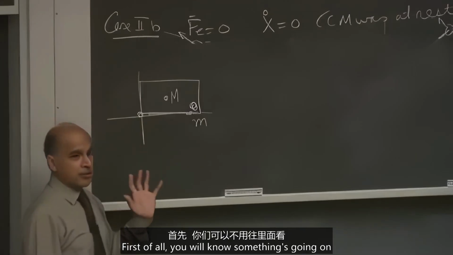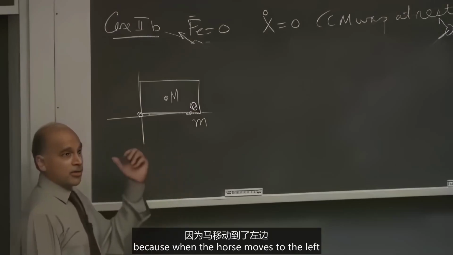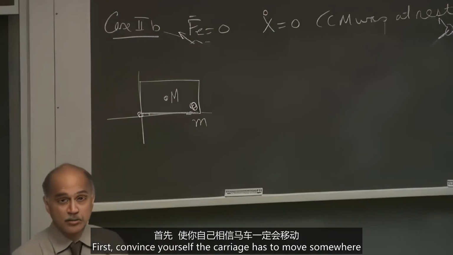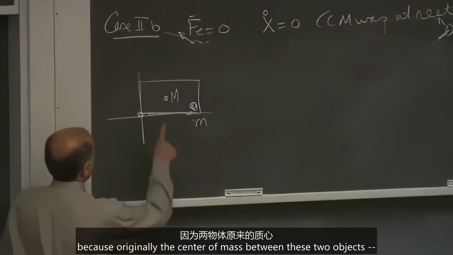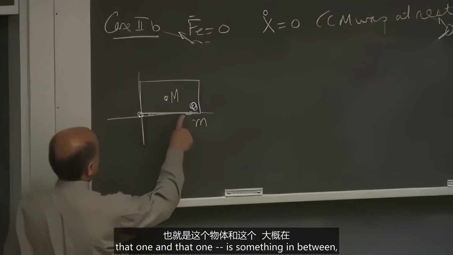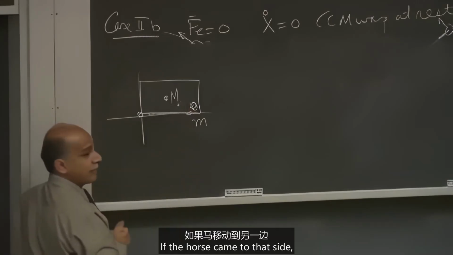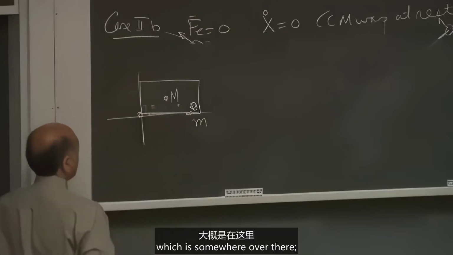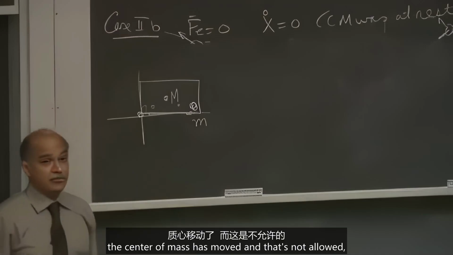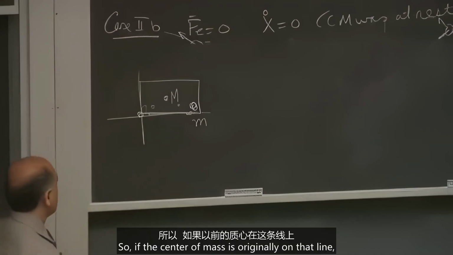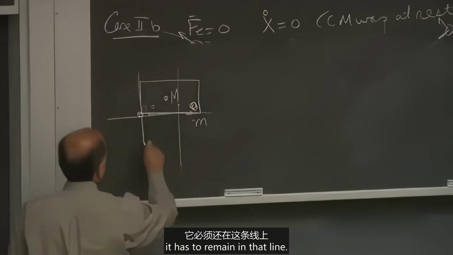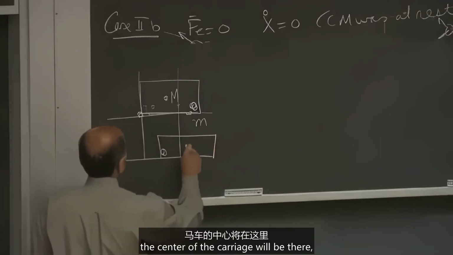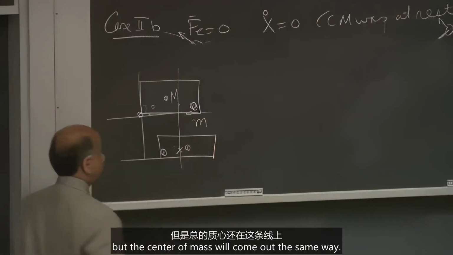First of all, you will know something's going on without looking in, because when the horse moves to the left, the carriage has to move to the right. First, convince yourself carriage has to move somewhere, because originally the center of mass between these two objects, that one and that one, is something in between, somewhere here. If the horse came to that side, the center of mass is now the average of those two, which is somewhere over there. The center of mass has moved, and that's not allowed. Center of mass cannot move. So if the center of mass is originally on that line, it has to remain in that line. So what will happen in the end is that the horse will come here, the center of the carriage will be there, but the center of mass will come out the same way.